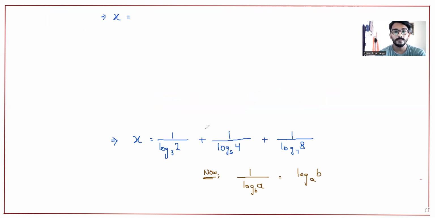So I can say the next step would be log 3 base 2 plus log 5 base 4 plus log 7 base 8. So I have used this identity here. Now, log 3 base 2 plus log 5, I can write my base 4 as 2 square, and similarly log 7 base 8 as 2 cube. The concept here is the powers can be taken outside.